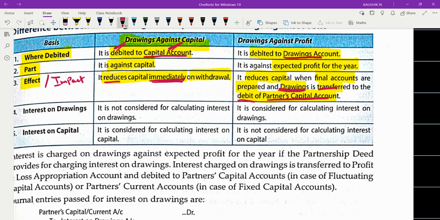So any item recorded on the debit side of a partner's capital account will reduce your account balance. It reduces your capital when the final account is being prepared, by transferring this drawings to the debit of partner's capital account. So the drawings account is what you transfer to the partner's capital account. That's why, when the final accounts are prepared, which account do we transfer? Drawings. Drawings is transferred to the debit of partner's capital account. So hope you are able to understand the point as well as the format we have prepared under the two different methods. Any doubt?